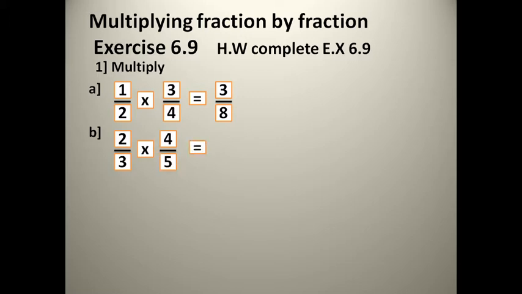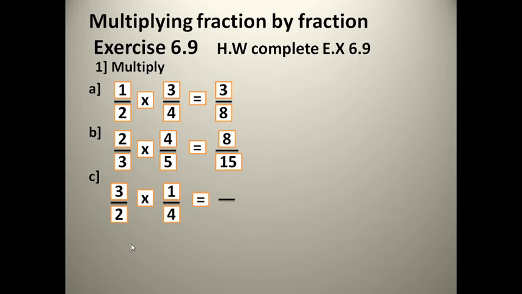So here again we multiply numerator together. So 2 multiply 4, it is 8. 3 multiply 5, it is 15. Now next, if we have 3 by 2, multiply 1 by 4. Now I will multiply 3 into 1, it will be 3. 2 into 4, it will be 8.